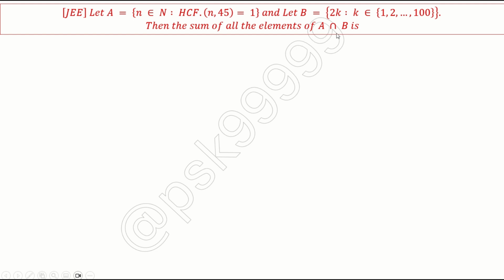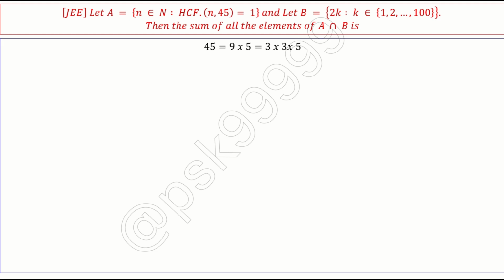So when you look at the sum of all elements of A intersection B, A intersection B is restricted by set B, because A is an infinite set and B is a finite set. So let's see how to do this. First thing is, what are the co-primes of 45?